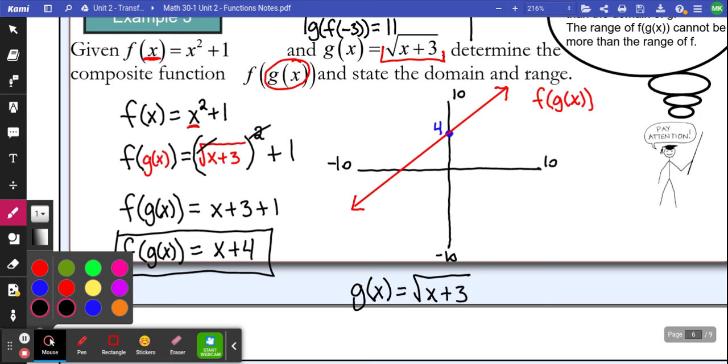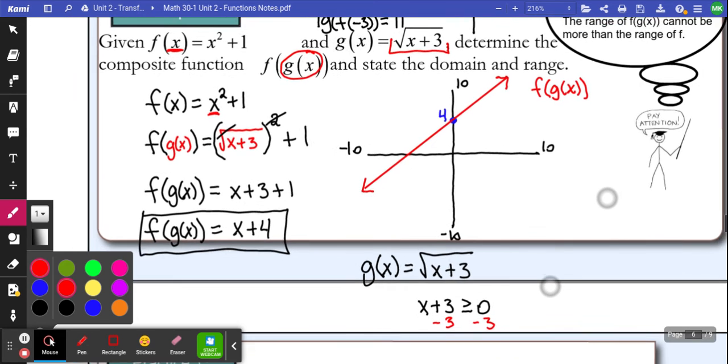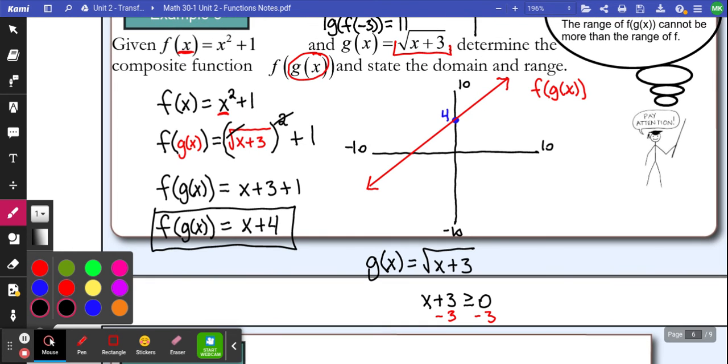That means there's a restriction on this thing. The restriction is that this thing has to be bigger than 0. Right? X plus 3 must be greater than or equal to 0. It must be. Otherwise, it would be negative, and you can't root a negative. If you move the 3 over, that means that x must be greater than or equal to negative 3.